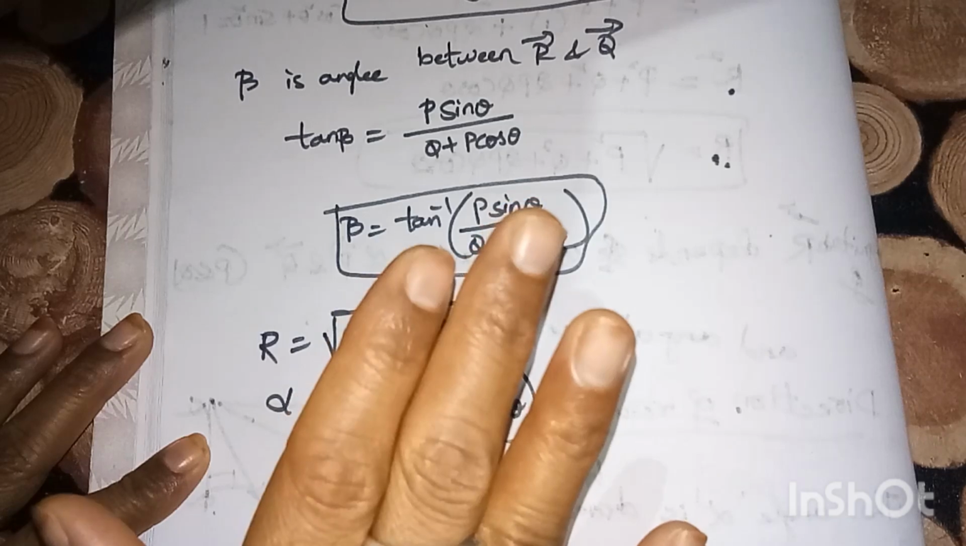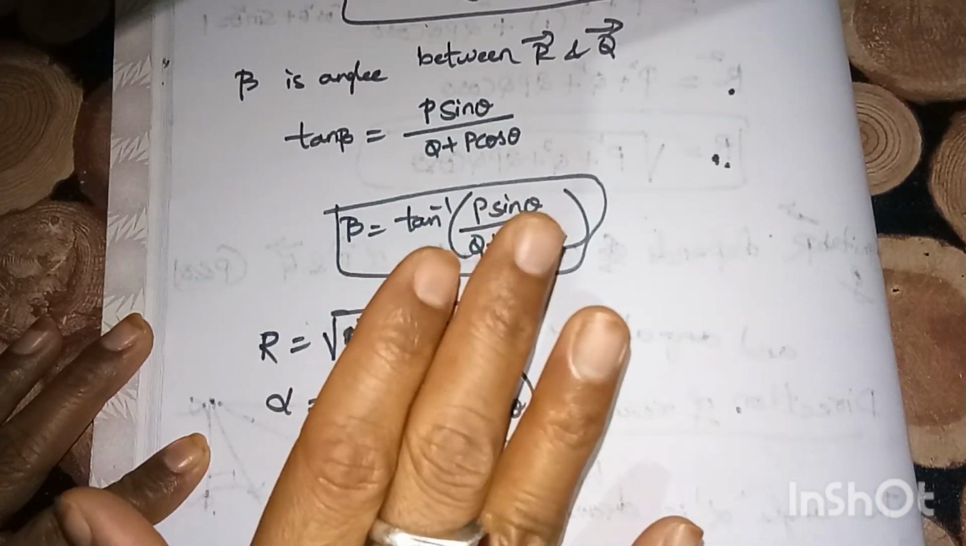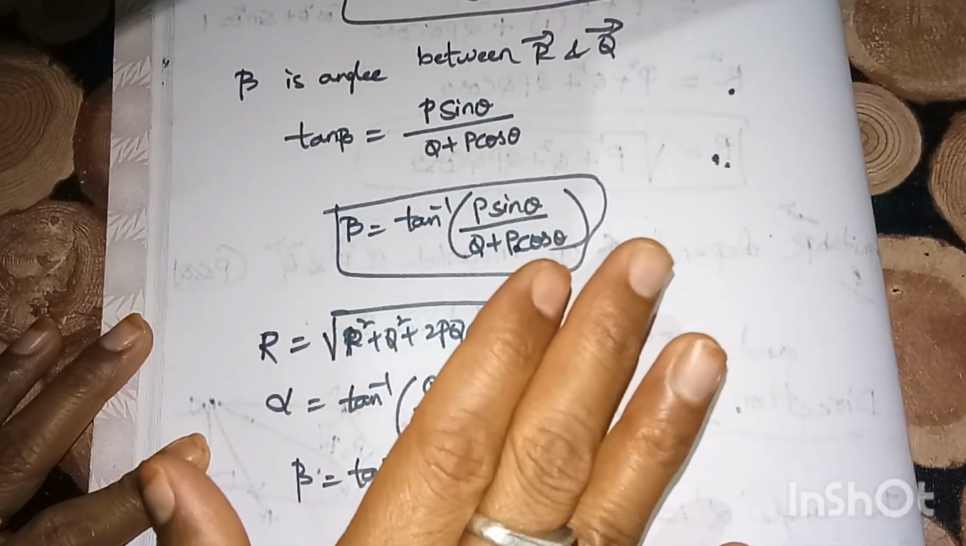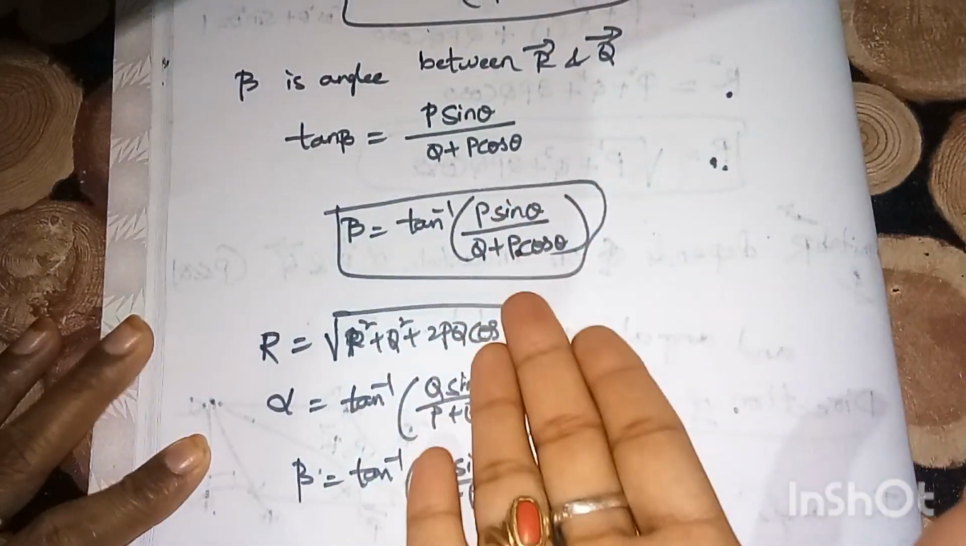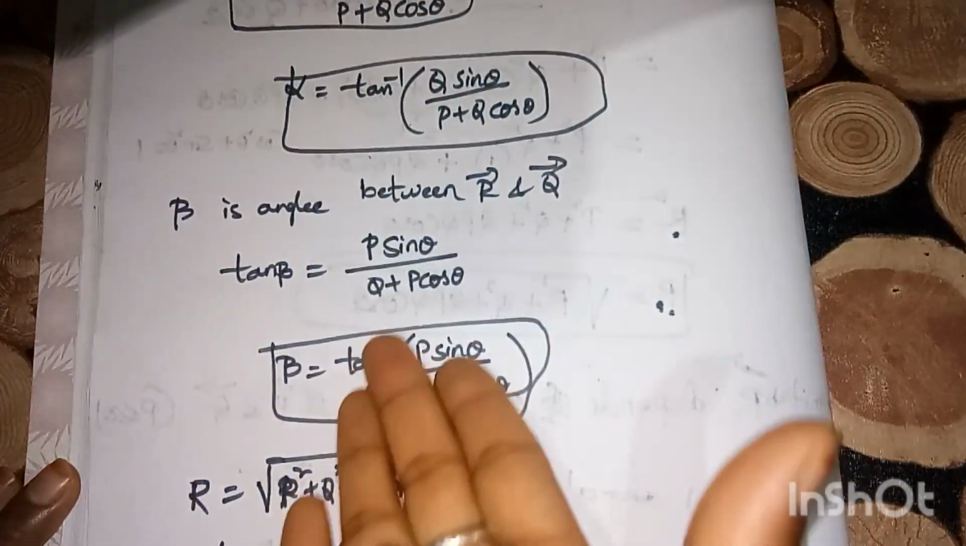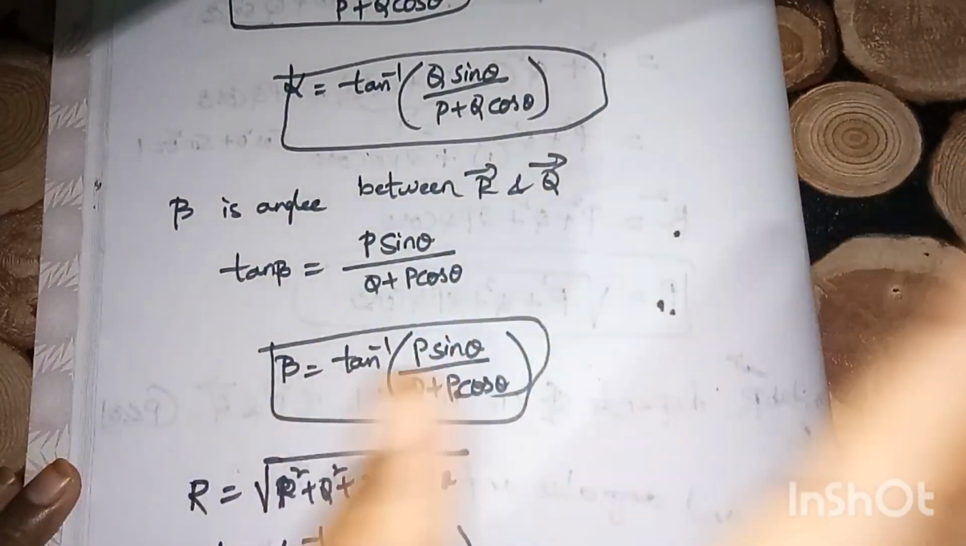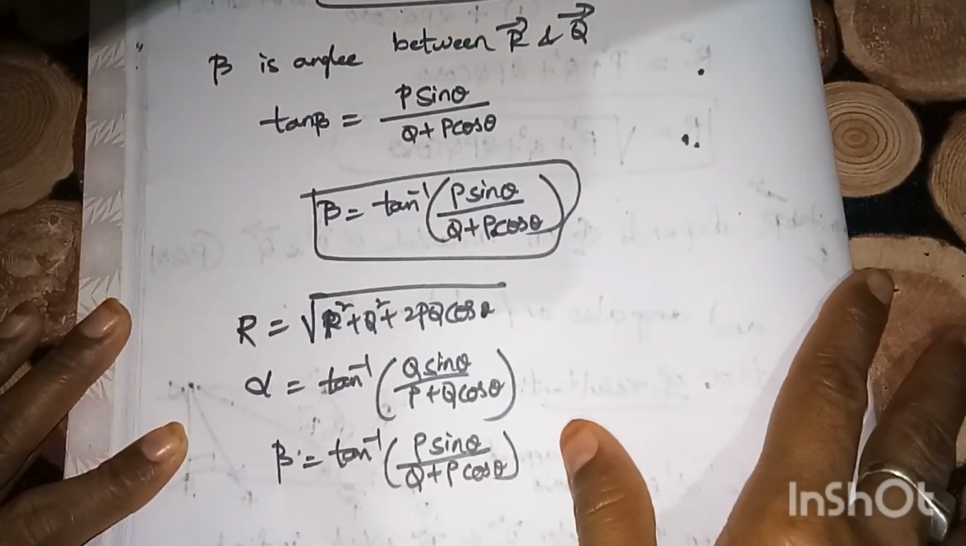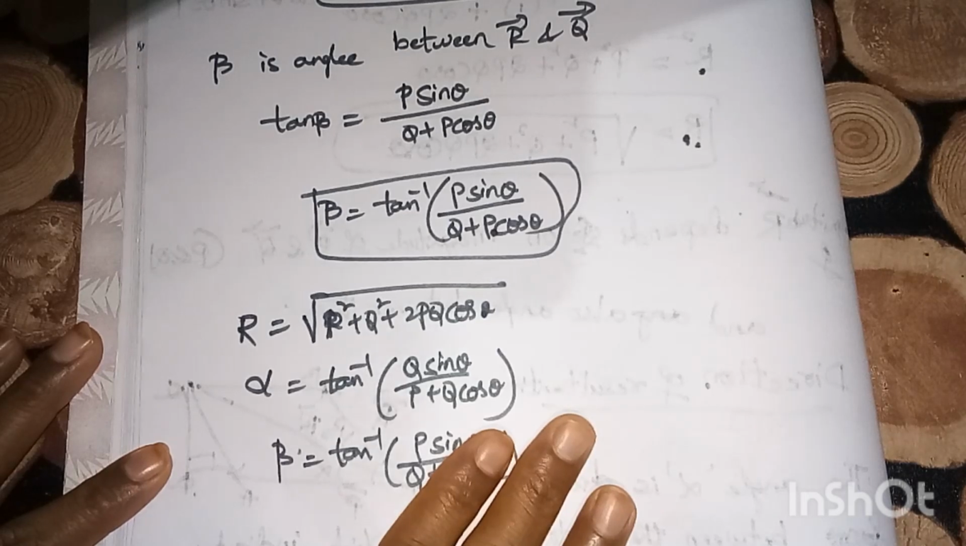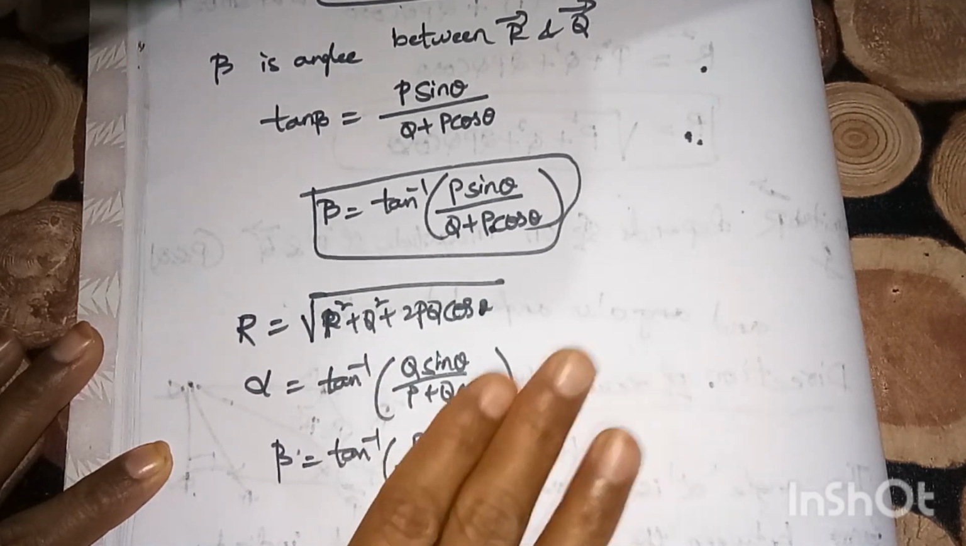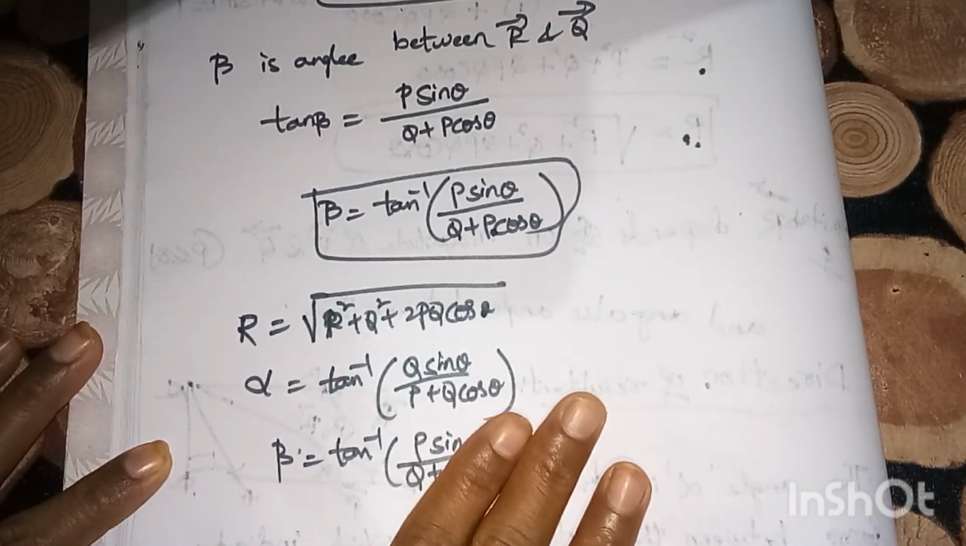The magnitude of resultant depends on P, Q and theta, and the angles alpha and beta are formed between the resultant and the first and second vectors. This parallelogram law of vectors is very important for your IPE examination for inter students, and based on this concept you will get problems, that is multiple choice questions, in EAMCET, JEE and NEET.